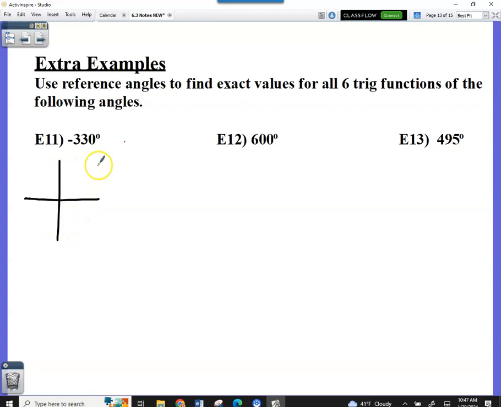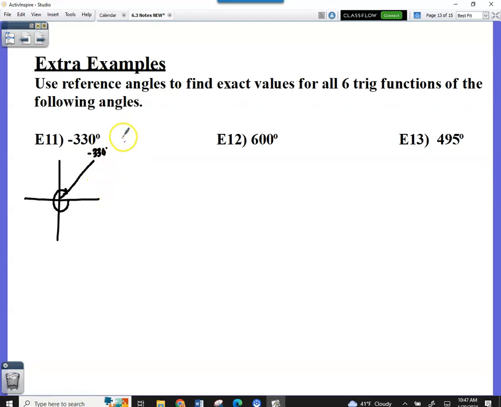So negative 330. I don't like dealing with negatives. You could work with it. It's no big deal. It just means remember to start on the initial side and rotate clockwise because it's negative. So this would be negative 90, 180, 270, 330, right? So it would land out here. This would be negative 330.